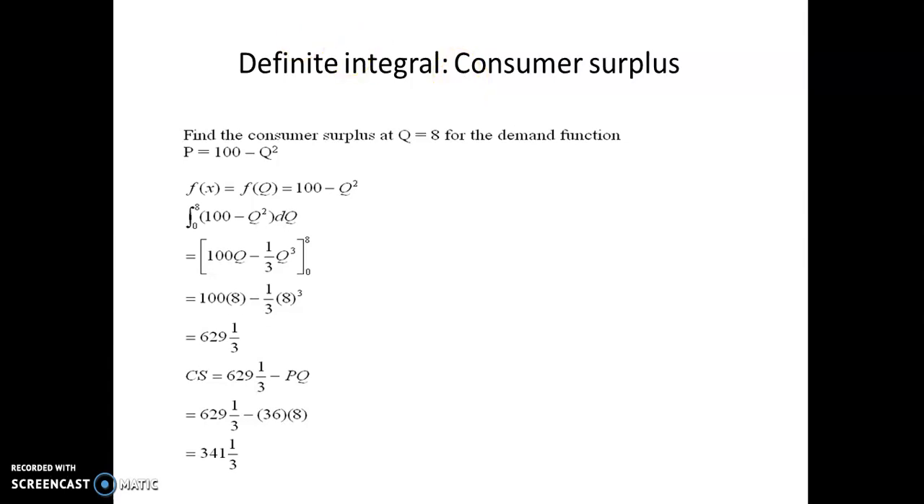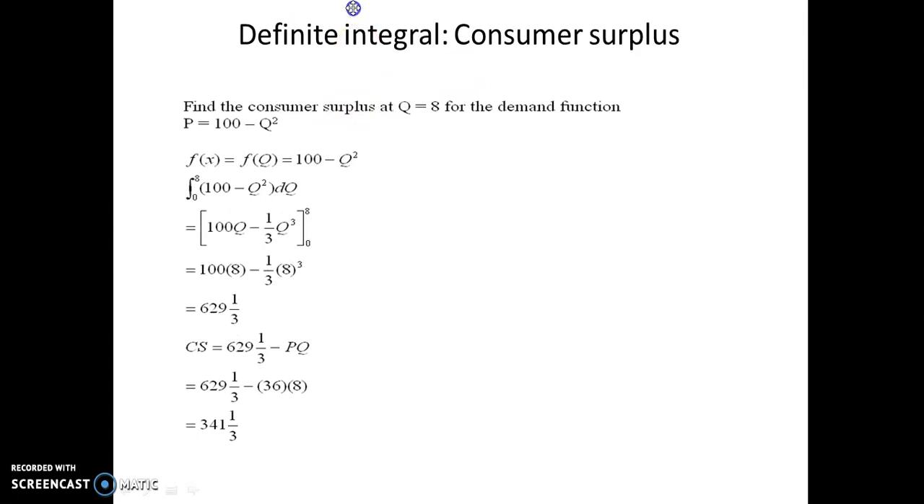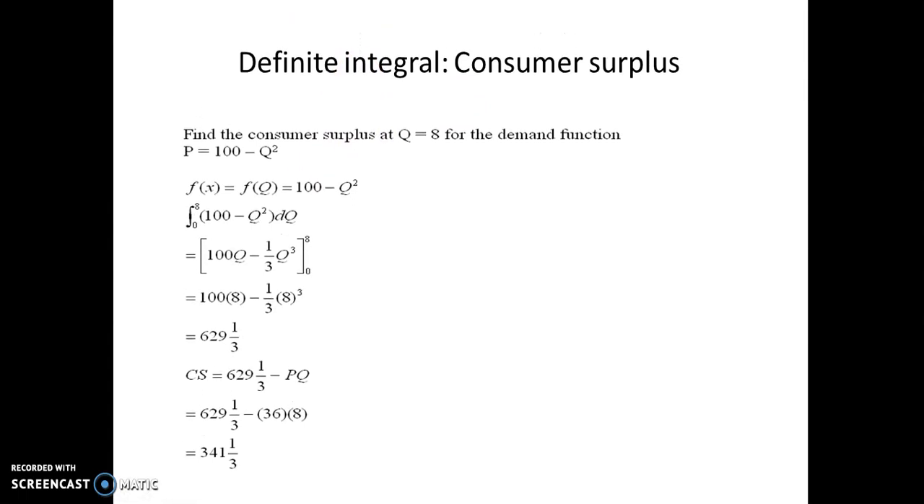So it says find the consumer surplus at Q equal to 8 for the demand function P is equal to 100 minus Q squared. So therefore, you need to find the definite integral of this demand function with respect to Q. So in brackets, you're first going to integrate your demand function, then evaluate at your lower limit and your upper limit. So therefore, this is just a constant, so this is just going to be 100Q.